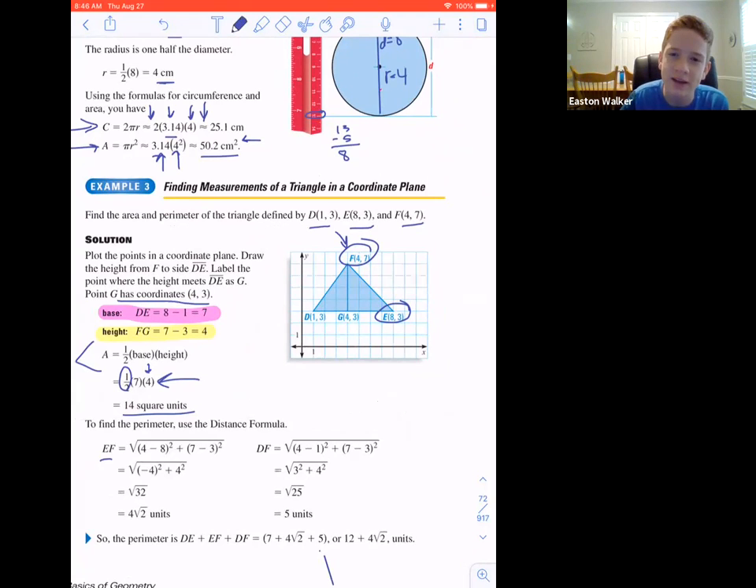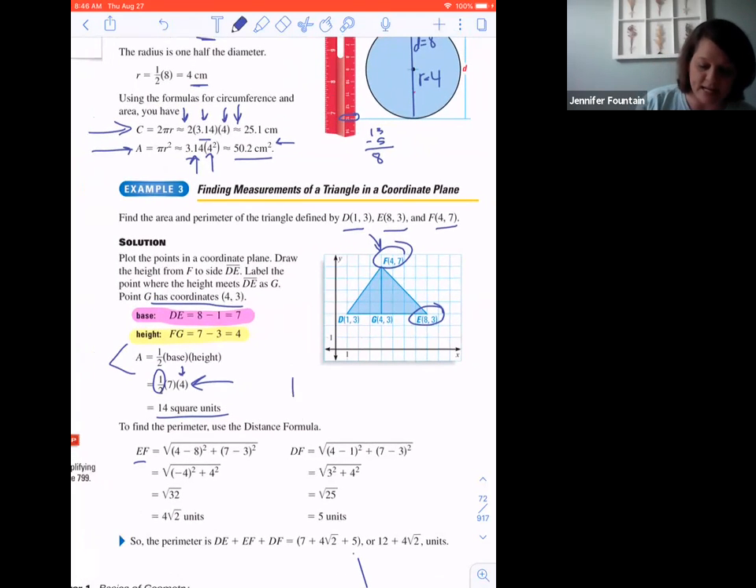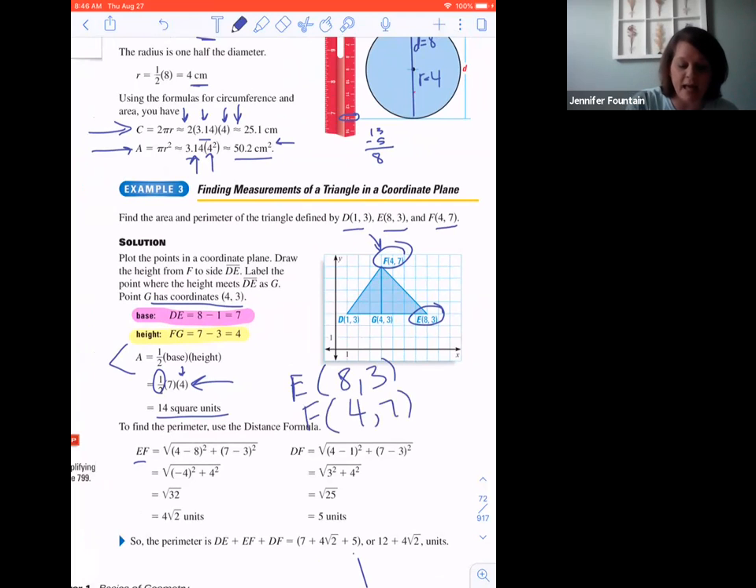I'm saying, does it matter if I use x2 and y2 as 4 and 7, and x1 and y1 as 8, 3? Okay, if we are using point E as 8, 3 and F is 4, 7, it doesn't matter if I decide that this is point 1 or point 2, and then this could be the opposite one. What does matter is that you consistently use them in the right place.